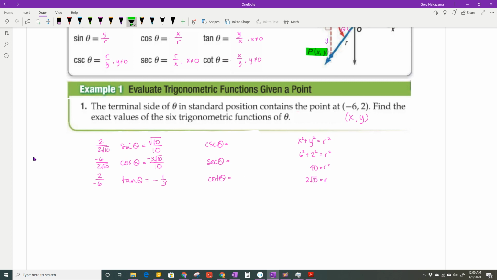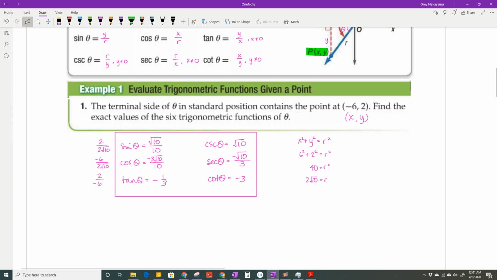Okay, so the reason that I had you write this is because if you leave it like this, then when you have to do the cosecant, you just have to flip that. And when you flip that, 2 square roots of 10 over 2 is going to become the square root of 10. And 2 square roots of 10 over negative 6 is going to become negative square root of 10 over 3. And of course, negative 1/3 becomes negative 3. We don't leave it as negative 3 over 1. So that is our problem. And that's all that you've got to be able to do.